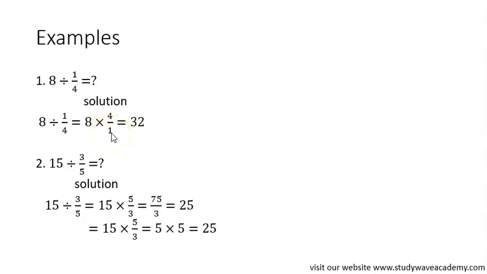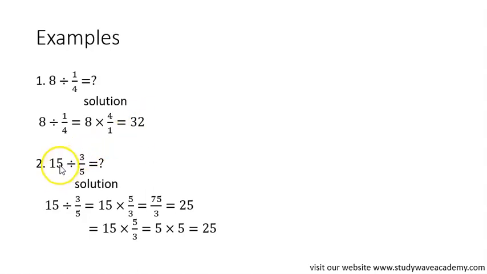So 1 is like nothing, right? So we have 8 times 4. The 1 is like invisible, okay? So we have 8 times 4 is equals to 32. There is no need putting the 1 because it's like invisible. So our answer is 32. Do we understand? So 8 divided by 1/4, you're going to have 32. Do we understand that? Okay.